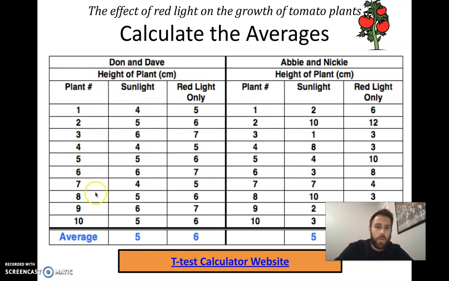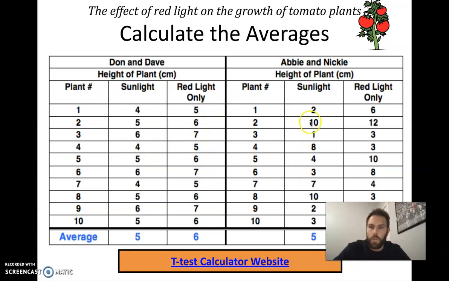Here we have one experiment by Don and Dave and the exact same experiment by Abby and Nikki. Notice that they got the exact same results that we had in our graph, averages of 5 and 6 in terms of the centimeters that the plants grew in both groups. However, if we look at the data, the 10 different trials they used to get there, it's different. Here they're kind of close together, 5, 4, 5, 6, and then 6, 5, 6, 7, really close to that average.